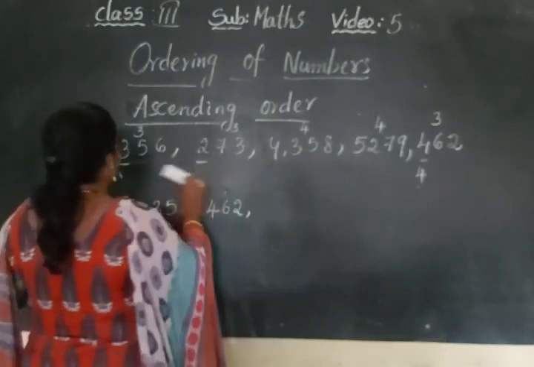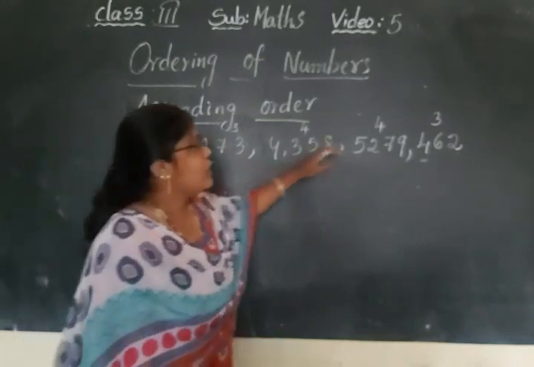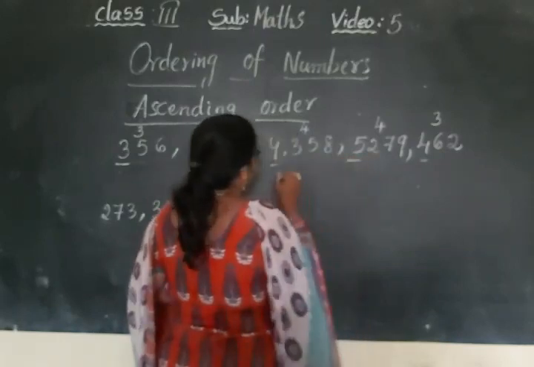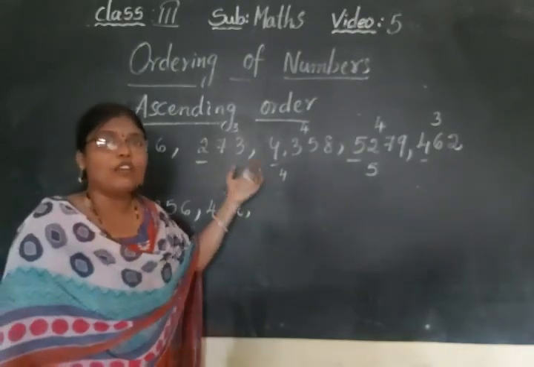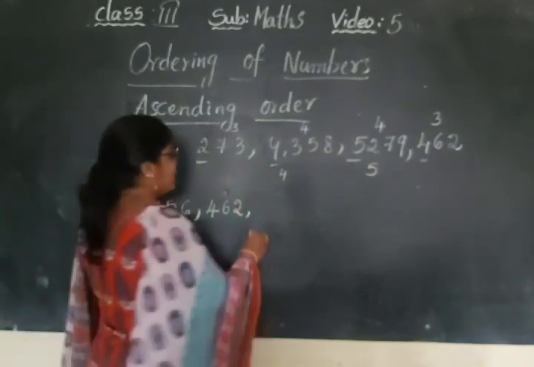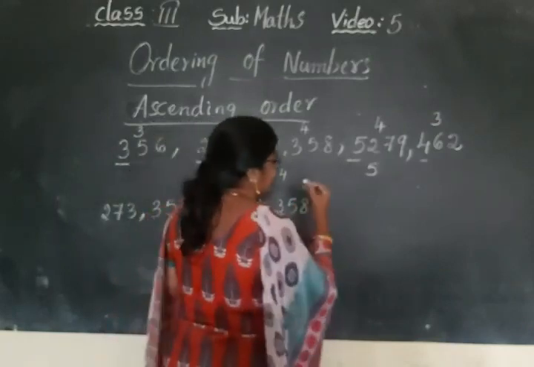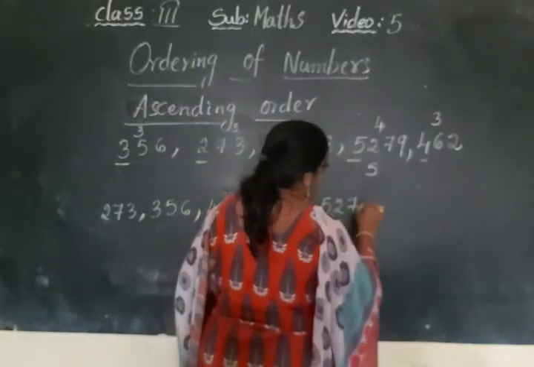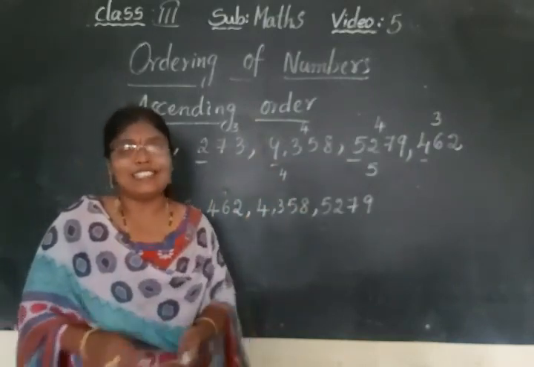Now, next what we have? 4-digit numbers. So, what you have to do? Here we have 2 numbers with 4 digits. Now compare the first digits of each number. Here we have 4 and here we have 5. Which is the smaller one? 4 or 5? Yes, you are right. It is 4. So write 4,358 first. And what is the last one, the biggest one? 5,279. So this is how we will write the numbers in ascending order.